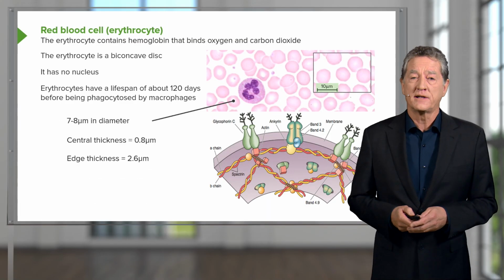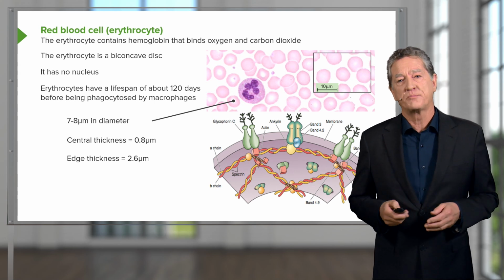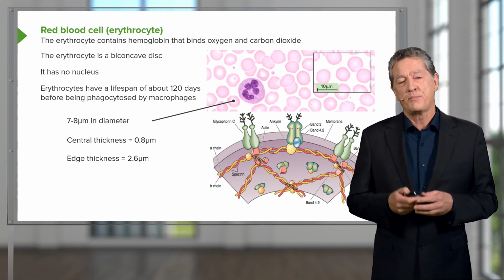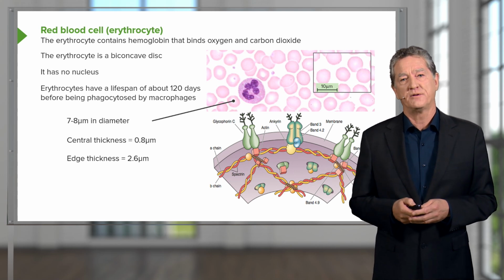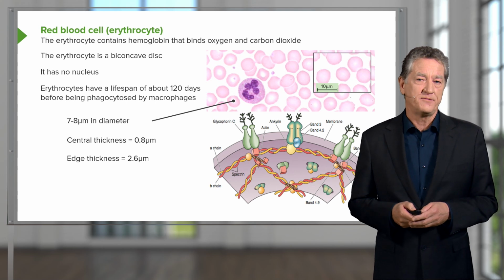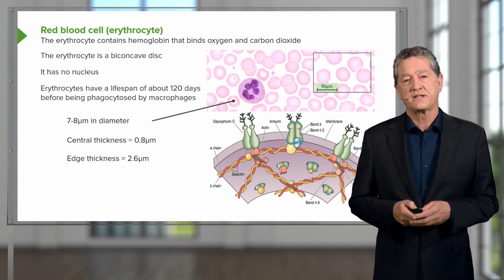Now that biconcave disc shape is very important because it allows the hemoglobin, the packages of hemoglobin within the cell, to have the greatest exposure to the surface of the red blood cell and then be able to very effectively transport oxygen to the tissues.